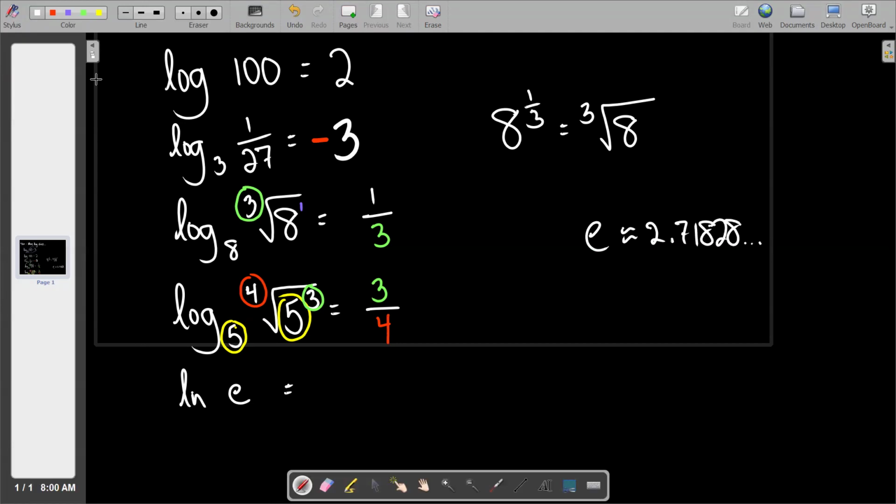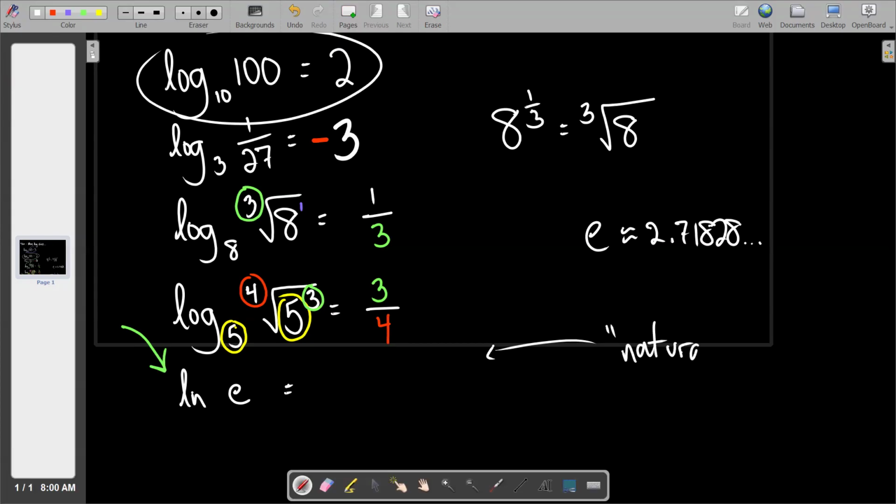What is the base of this log? I'll point to it right here. What's the base of that log? Nope. It's base 10 when it's like this one up here that I just circled. If it's log without a base, that's a base of 10. If it's ln, you'll remember that stands for natural log. And a natural log is a log with a base of e.